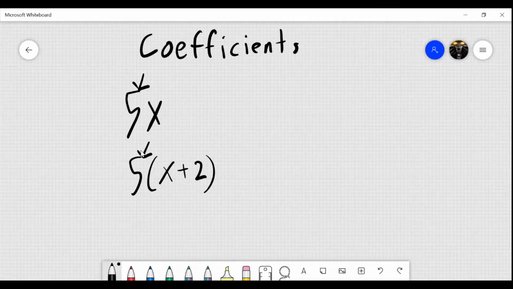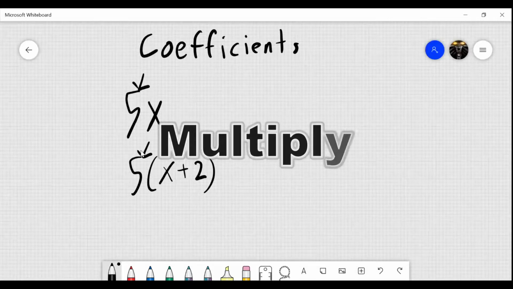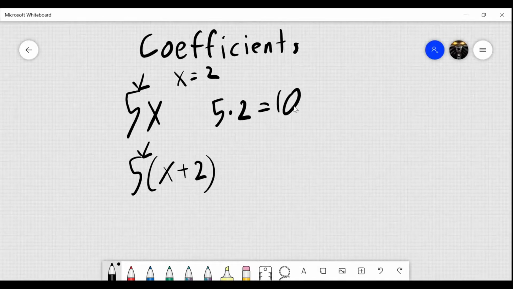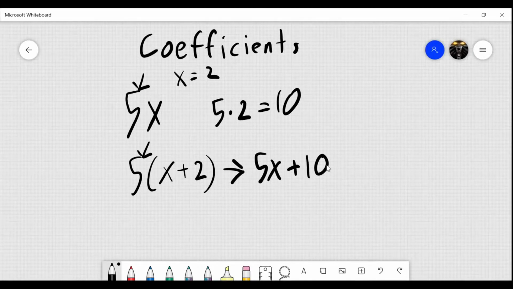Mathematically, it just means we're going to multiply. In this case, anything that gets substituted for x, let's say 2, will be multiplied by 5, just like this. Whereas with parentheses, let's not replace x yet. We simply multiply everything inside the parentheses. Notice both x and 2 were multiplied.